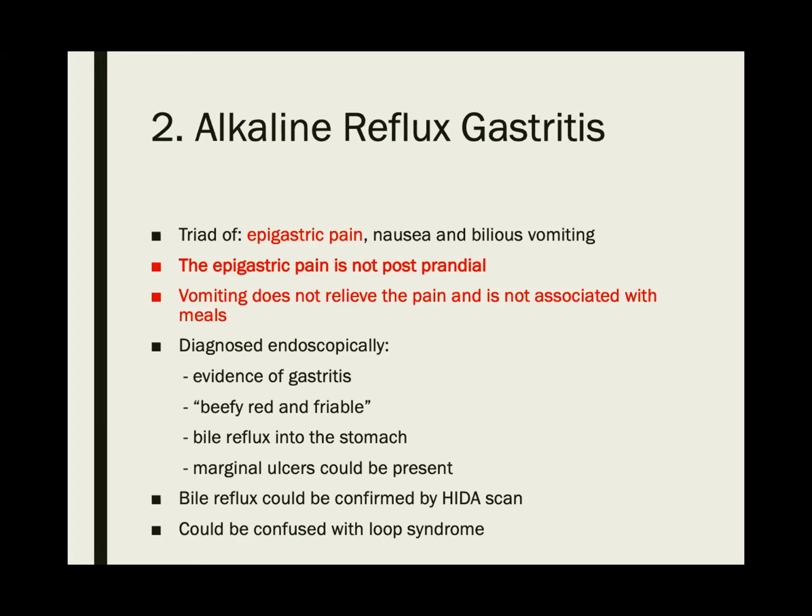So as you know, the mucosa of the stomach is more protected with the acidity. Okay, so the alkalinity will cause also ulcers. So increased acidity and alkalinity would also injure the mucosa of the stomach. So it's producing the triad of the epigastric pain, nausea, and bilious vomiting.